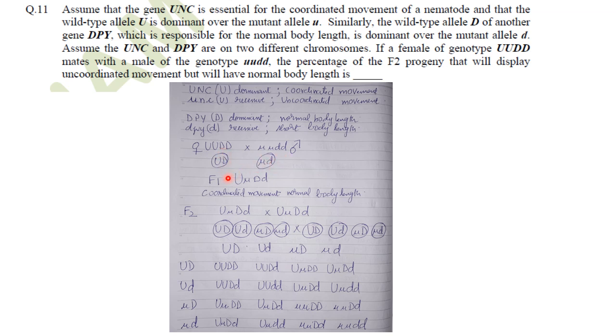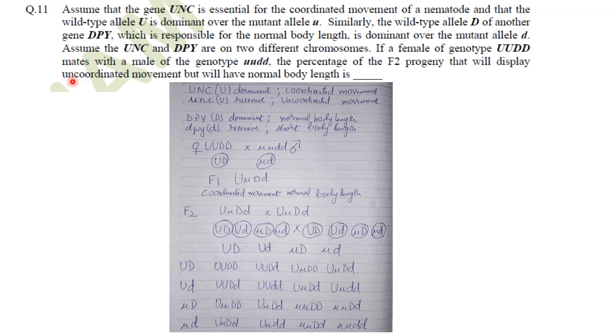These are the gametes. This is the F1. F1 individuals show coordinated movement, normal body length. F2 is obtained by crossing the F1 with itself, selfing. These are the gametes. So this is the Punnett square. These are the 16 progenies that are obtained.